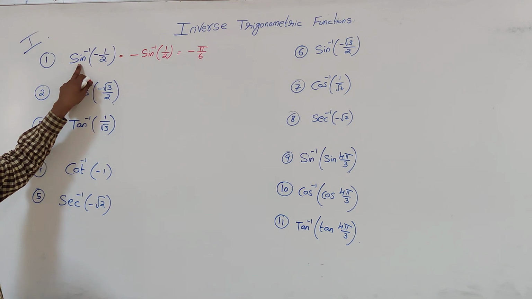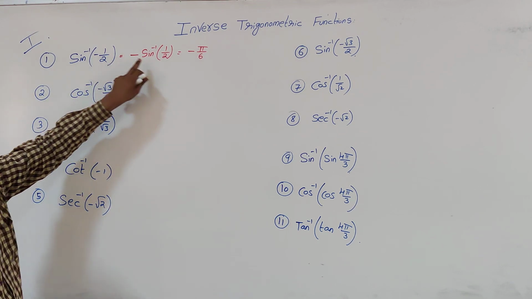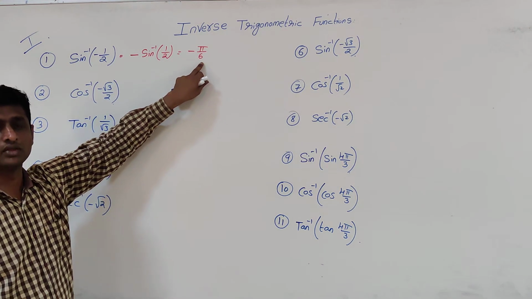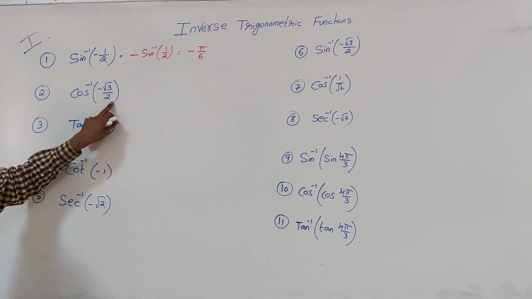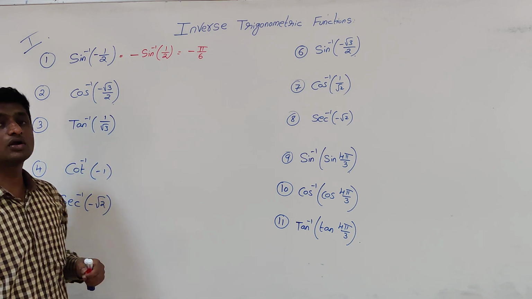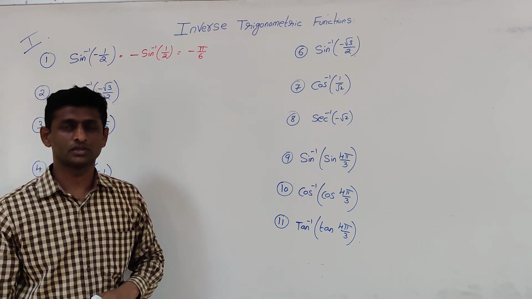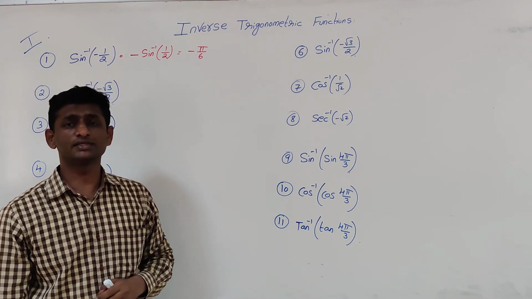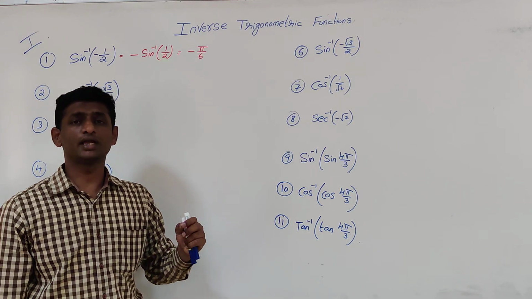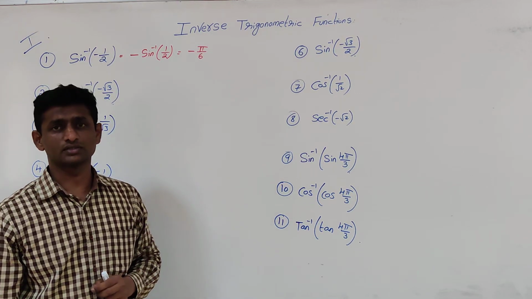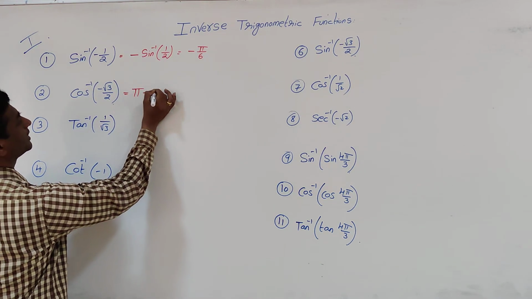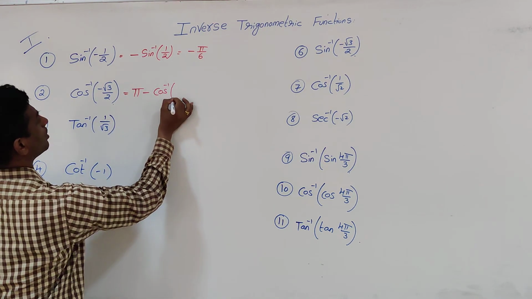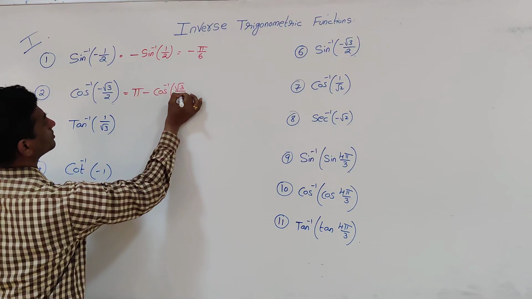So the angle sine inverse of minus 1 by 2 is minus pi by 6. So next problem, cos inverse of minus root 3 by 2. It is in the form of cos inverse of minus x. So what is cos inverse of minus x? It is pi minus cos inverse of x. So this can be written as pi minus cos inverse of root 3 by 2.